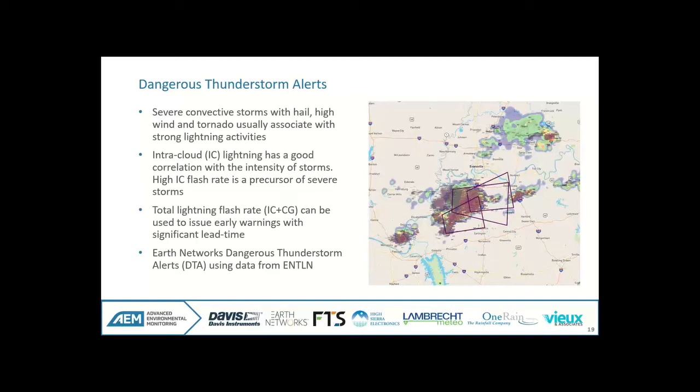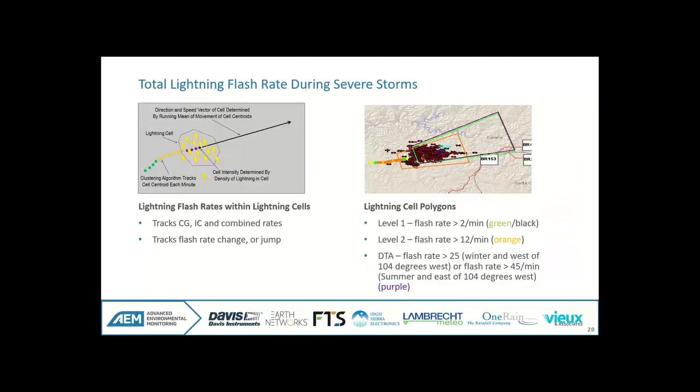They're purple polygons, as you see in the picture there, and they simply tell you, hey, this storm is producing a prolific amount of lightning. Seek shelter. It very well could produce severe weather shortly. So what we do at Earth Networks is we define lightning cells. That's kind of a clustering of lightning, friends. We get a vector on that shows the speed and the direction. We then begin to track that storm and its flash rate very closely.